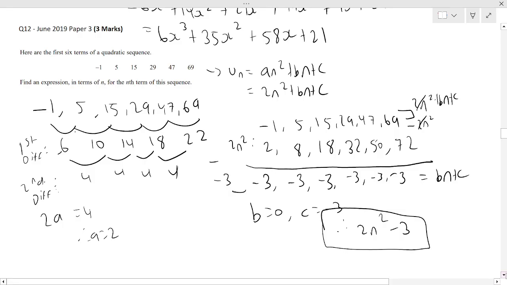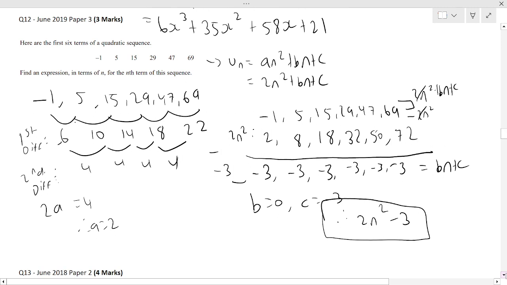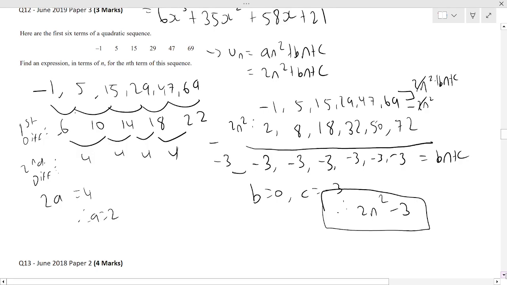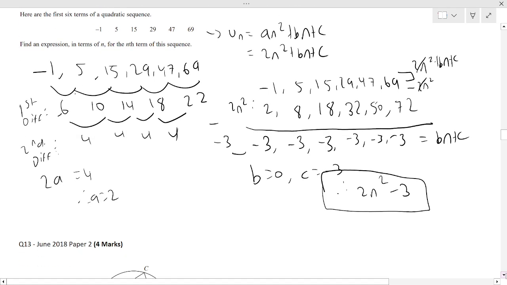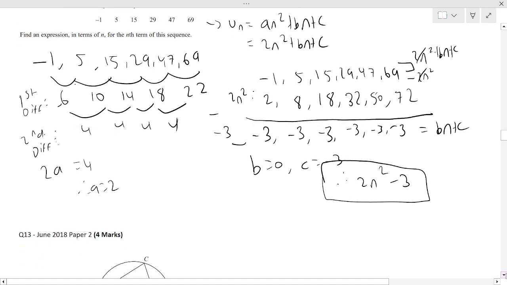But that's the method. That's one method anyway. I don't know, that's how I do it. I think that's what a lot of people do as well. But it's up to you, really. If you find a method that works and it's proper, then go for it.